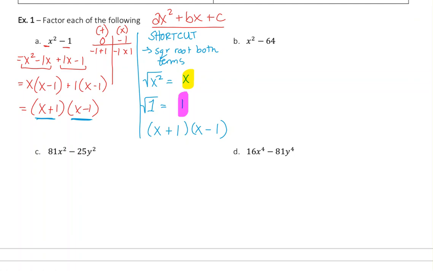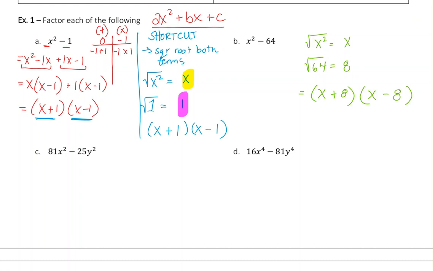The same thing with the next one. If we're going to use the shortcut method, we only need to take the square root of x squared, which again is just x, and you'll see that commonly happen, and the square root of 64 is 8. Well, we know we have to have two factors. Our variable here is x, that starts our factors off. One is going to be addition, one is going to be subtraction every time, and then we also have our square root, which was 8. So this would be our answer for our second problem, x plus 8, x minus 8.